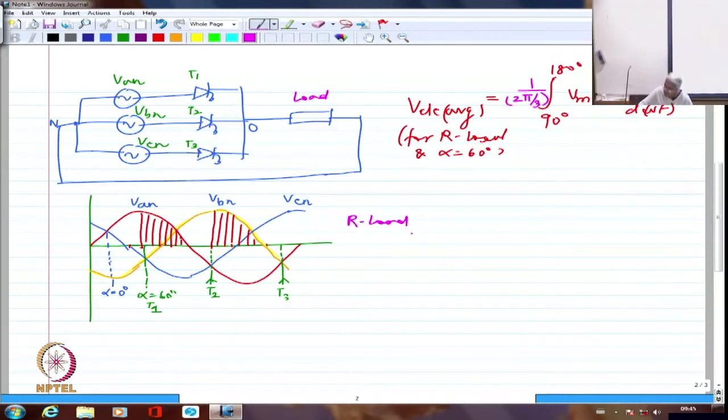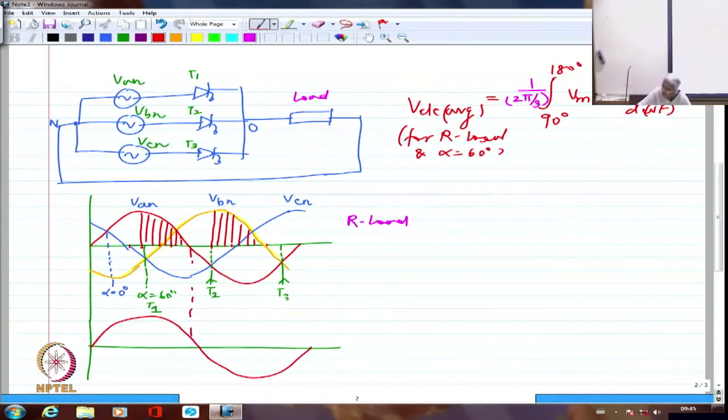Right? So let me again draw the 3-phase voltages. Do we require that? Maybe. It's better to draw it. Okay. So this is how it is going to be. I'm going to have the second voltage somewhat like this, and the third voltage somewhat like this. These are the 3-phase voltages.